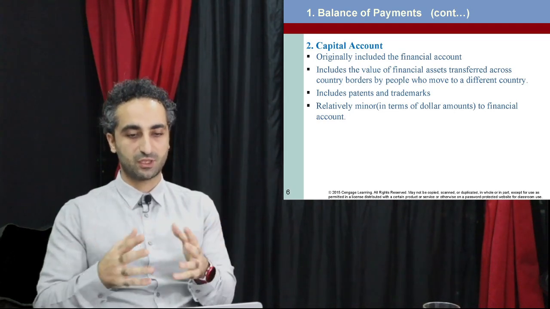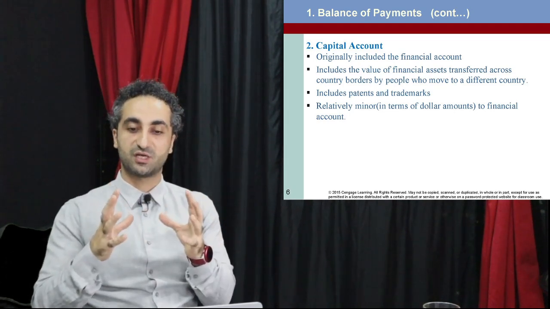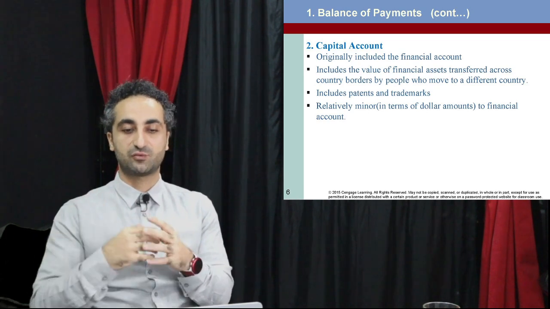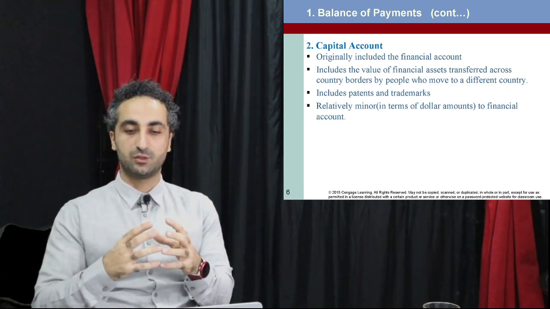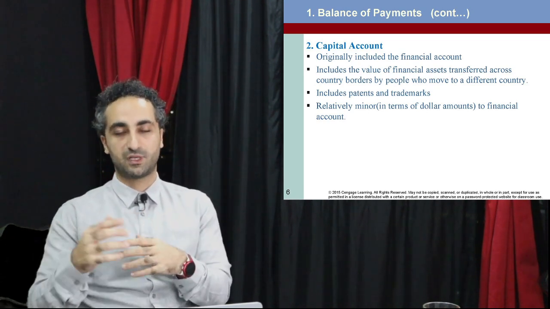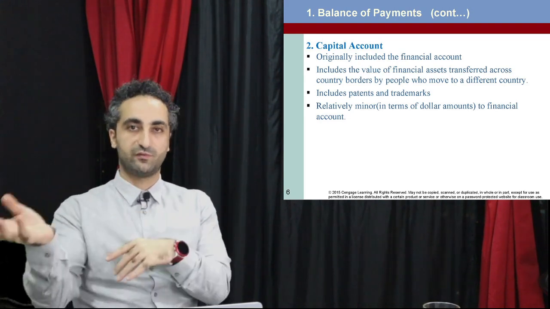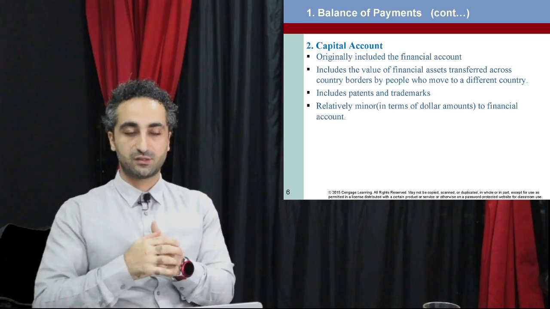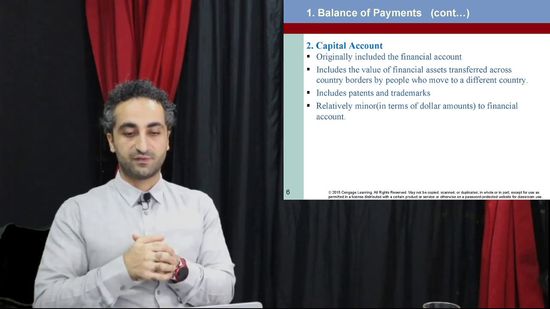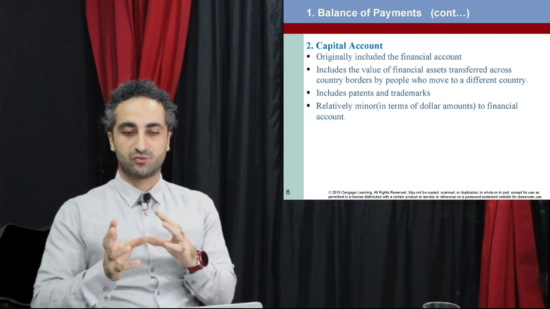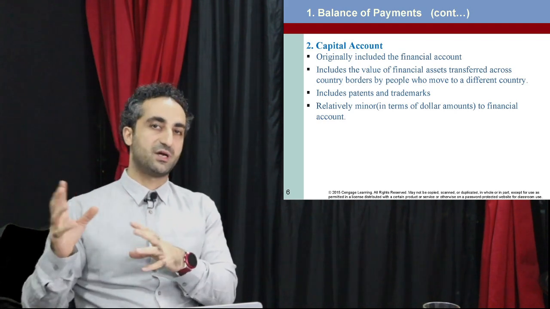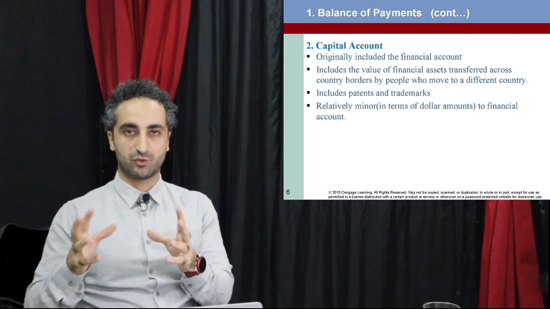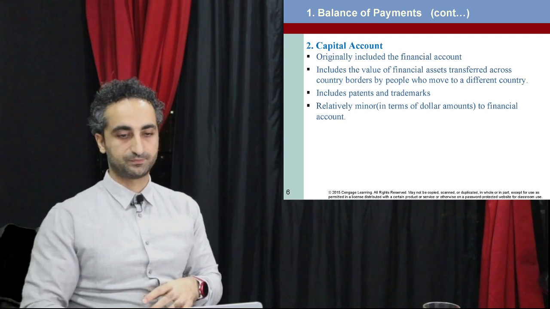Originally included, the capital account includes the value of financial assets transferred across country borders by people who move to a different country. So they move their assets with them. It includes patents and trademarks, relatively minor in terms of dollars when we compare it with DFI, direct foreign investment, what we call the financial account.